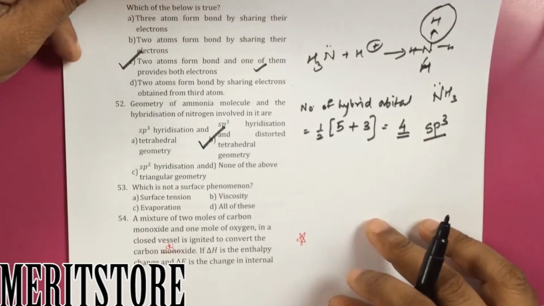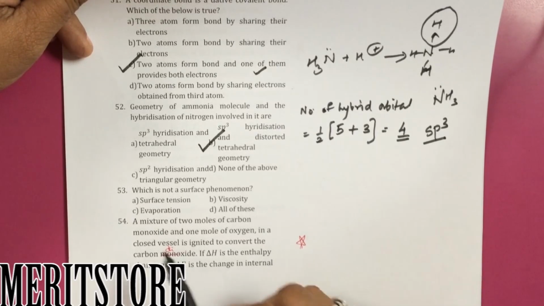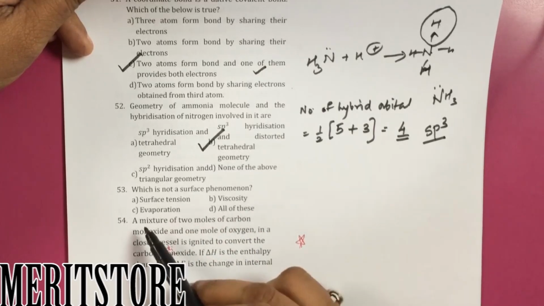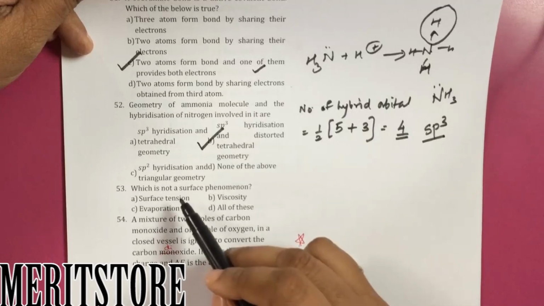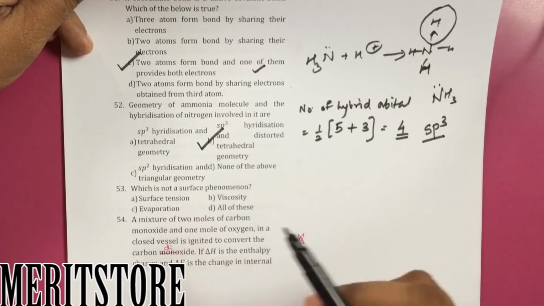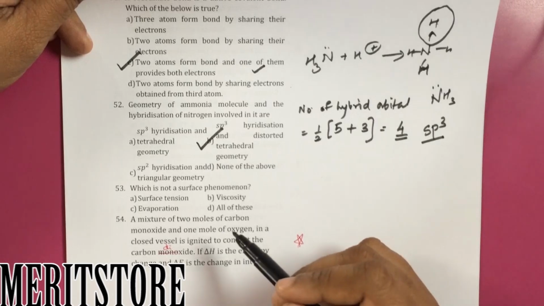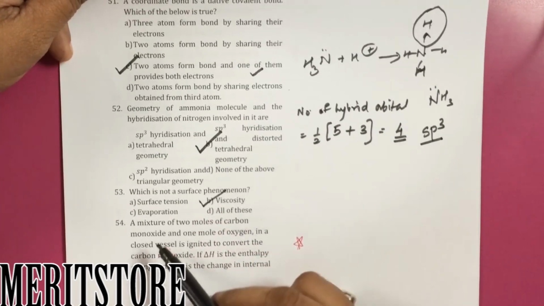Question number 53, which is not a surface phenomenon? Option A, surface tension, B, viscosity, C, evaporation, and D, all of this. The viscosity is due to the intermolecular force of attraction of the particles. So that is definitely not the surface concept, hence option B.